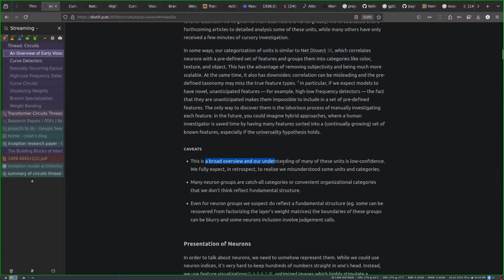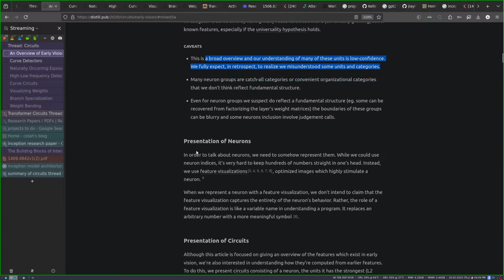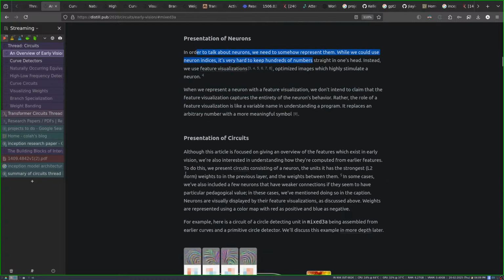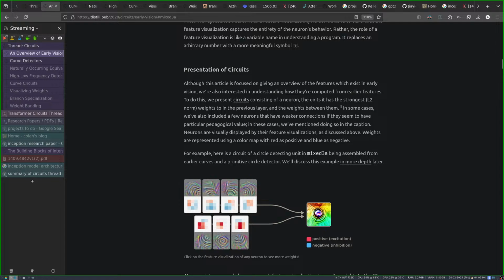Caveats. In our view, we are also understanding how the computer model features. Protein circuits consider a neuron, the unit and strongest.